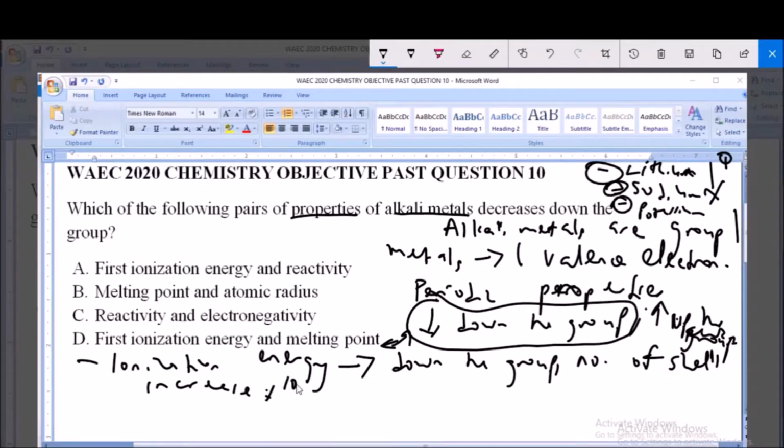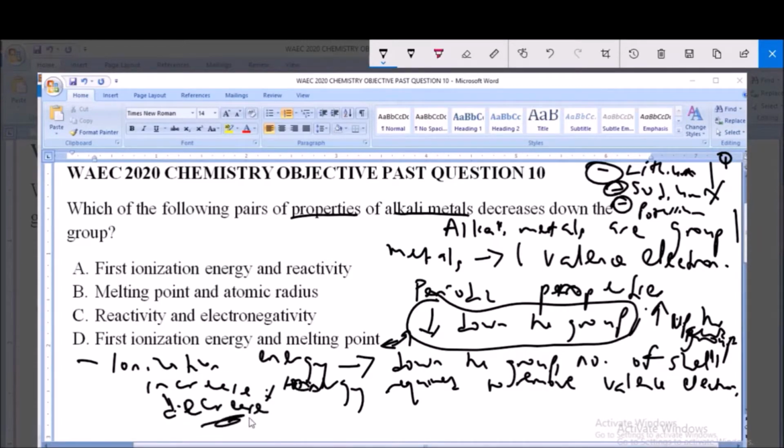And as the number of shells increase, the ionization energy, which is the energy required to remove the valence electrons, to ionize it, will also decrease. So ionization energy decreases down the group.